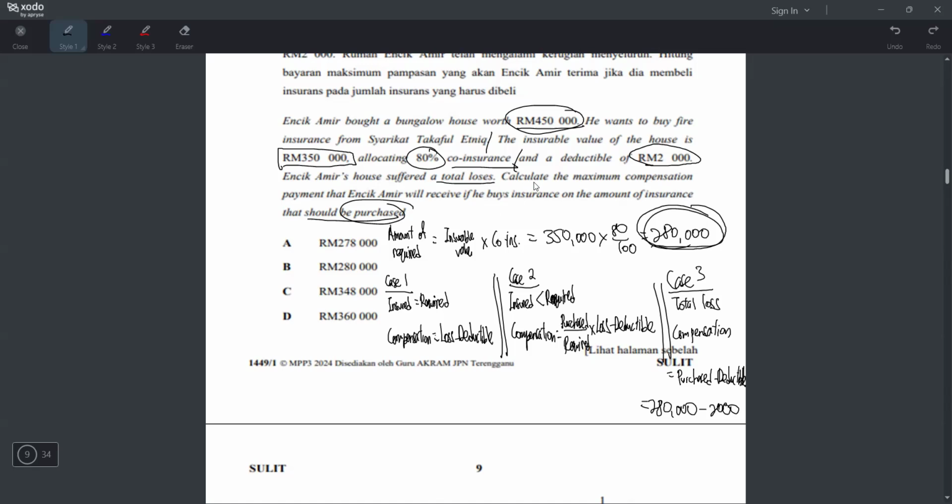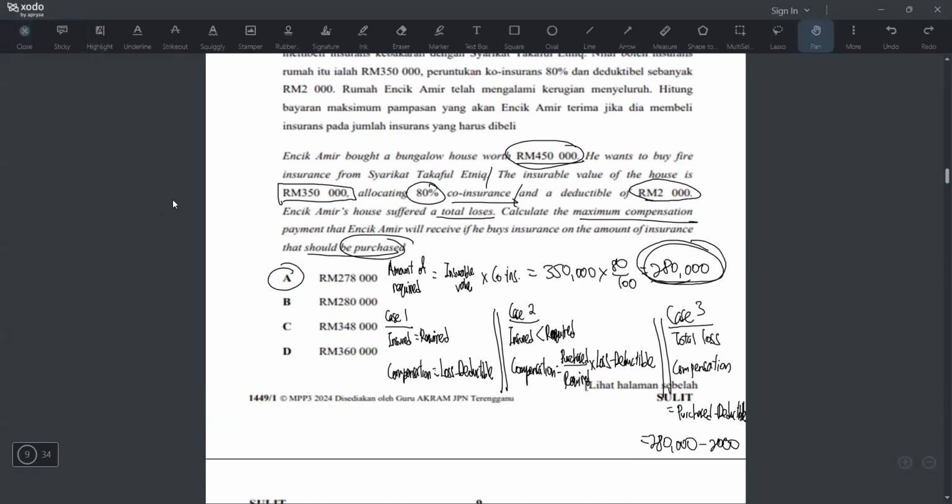But is that what they want to find? Calculate maximum compensation. So yes, that's what they're asking. So you just press this one minus this one, then you get the answer already, right? So let me press the calculator. Okay, my calculator gives me 278,000. So is there an answer? Yes. So the answer is A. Right? So can you understand how this works?